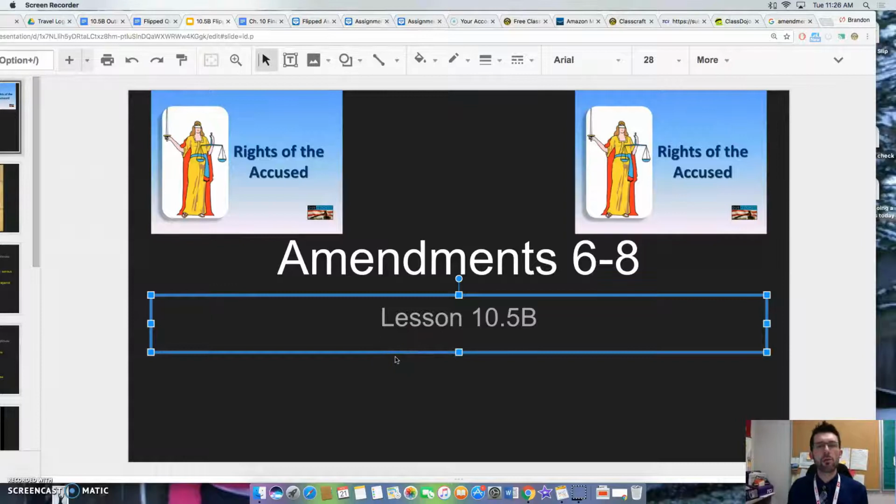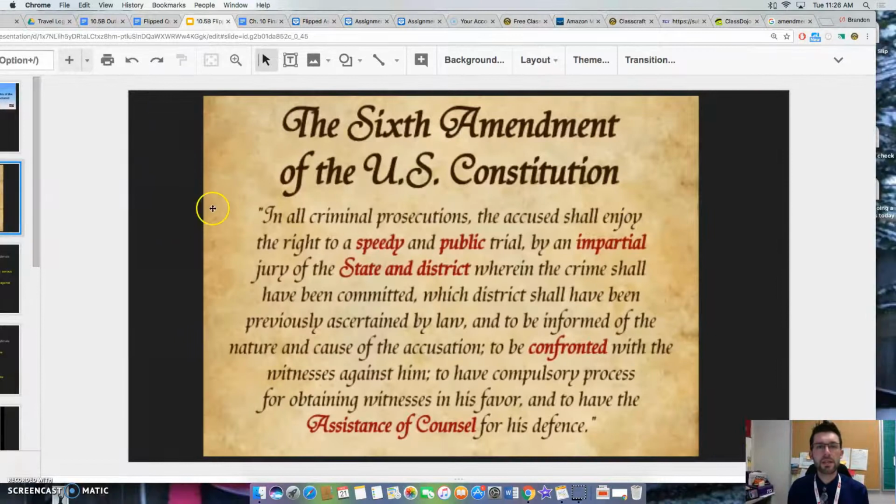Today's flip video lesson will be the finale of lesson 10.5. And in this flip video, we're going to talk about amendments 6 through 8, which are all about the rights of people who are accused of a crime. Let's begin, shall we? And as always, let's take a moment to actually read through what the Sixth Amendment, which is the first one we'll talk about, actually says.